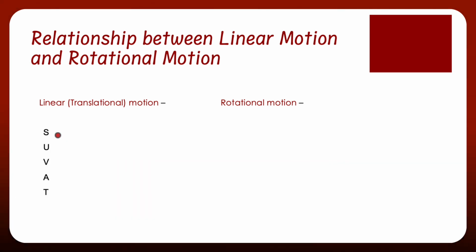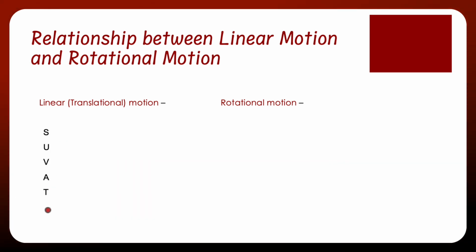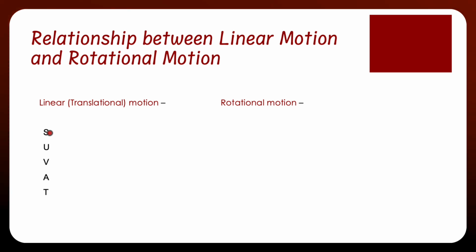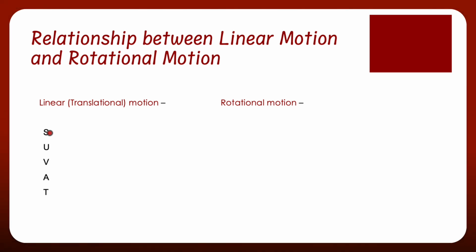Okay, so let's start off by talking about the SUVAT. Many people know this by many different names: S being the distance traveled or change in position, U being initial velocity, V being final velocity, acceleration, and time. Let me just write those words in.